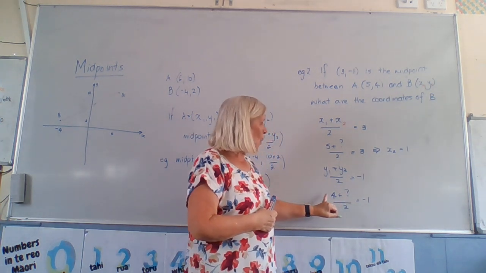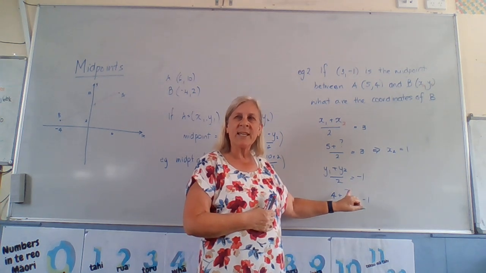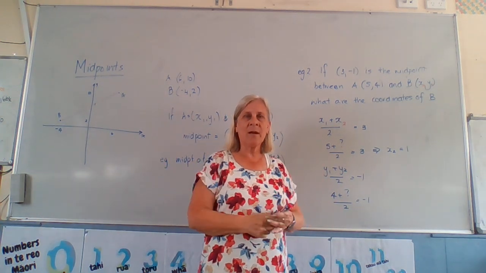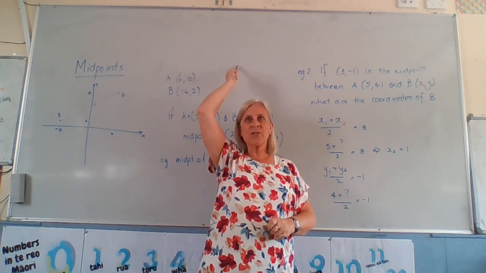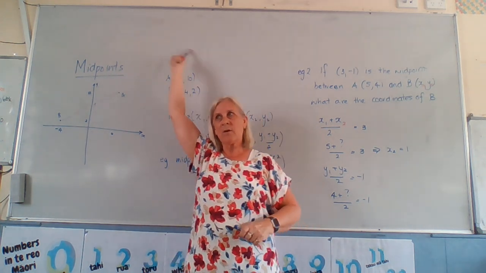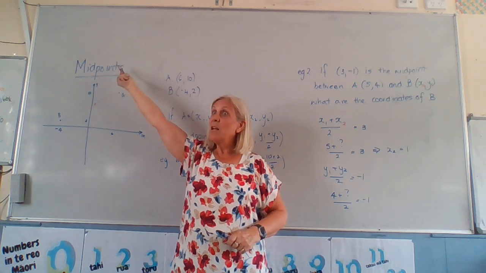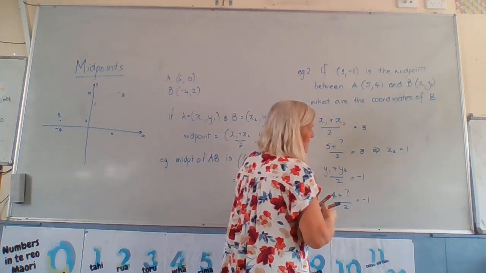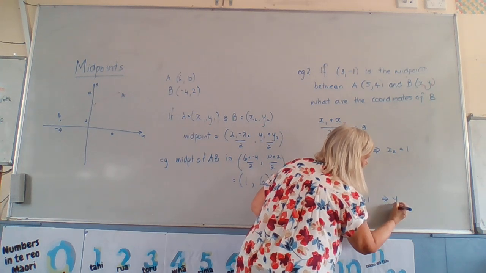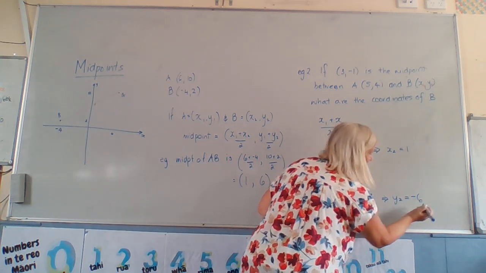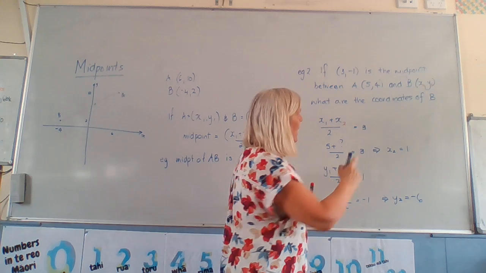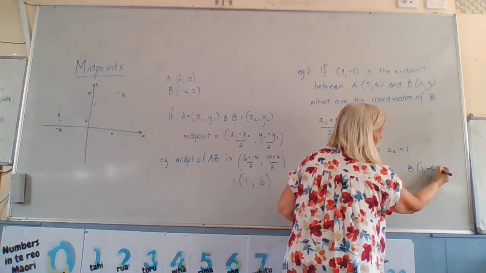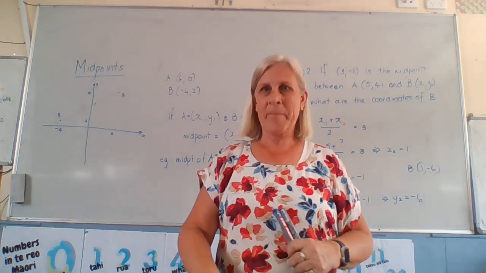So what divided by 2 equals -1? -2. So 4 plus what equals -2? 4 on the number line. 4 plus what equals -2? -6. Good. So in this case, y2 is going to equal -6. All right. So our B point, B is going to be 1, -6. Okay. All right.